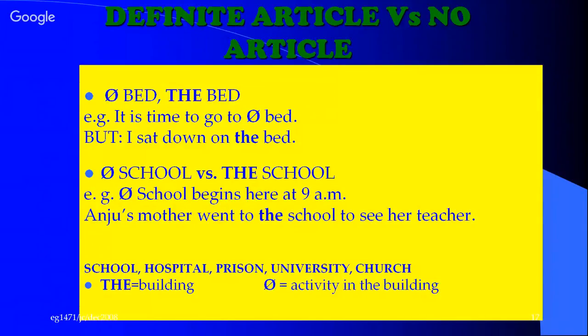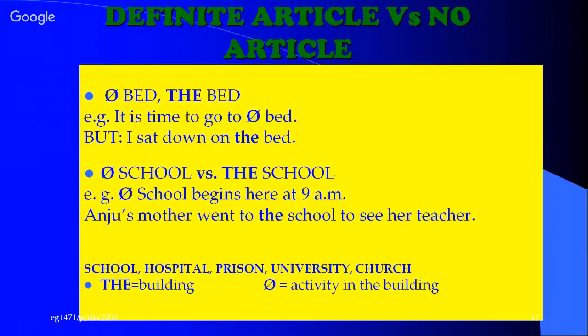School versus the school. School begins here at 9 a.m. Here generally school. So what happens in school? What is the activity? The school is a place of learning. But when you're only thinking about school as a building, we say Anju's mother went to the school to see her teacher. But Anju goes to school every day, because Anju goes there to learn. But Anju's mother is not going there to learn. She's only going there because her teacher happens to be there, so she needs to meet the teacher. School, hospital, prison, university, church, these again have no article when you're thinking about the primary purpose, that is the activity that happens in these places. But when you're thinking about it only as a building, we use the definite article.